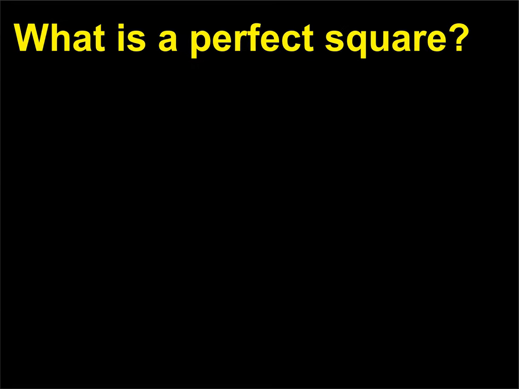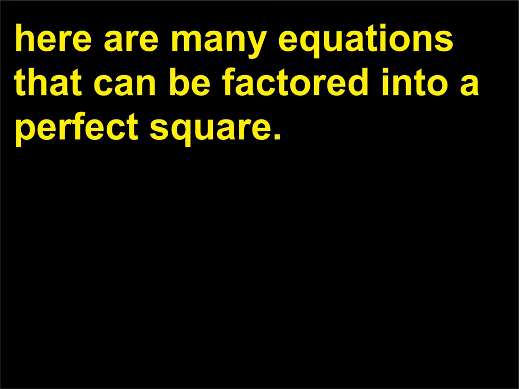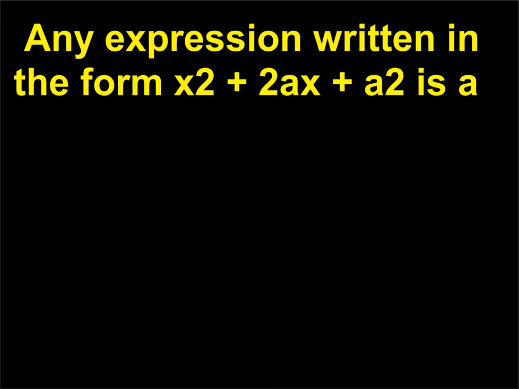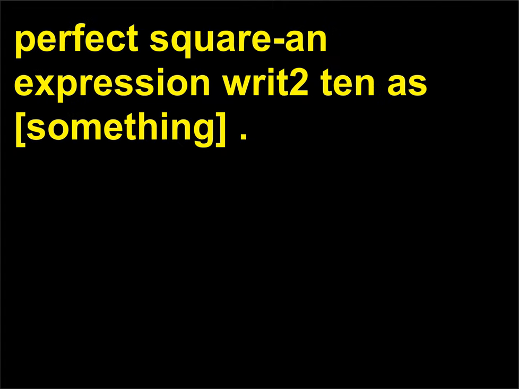What is a perfect square? There are many equations that can be factored into a perfect square. Any expression written in the form x² + 2ax + a² is a perfect square. An expression written this way can be factored as (x + a)².